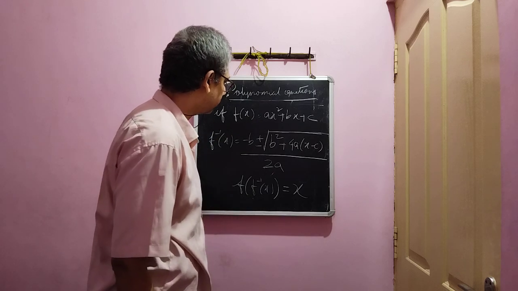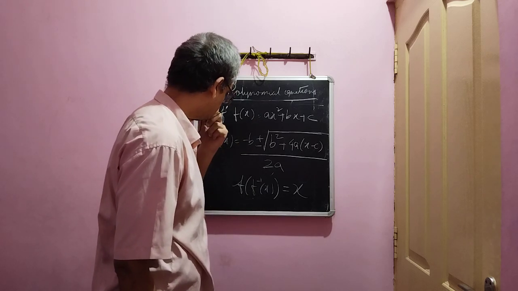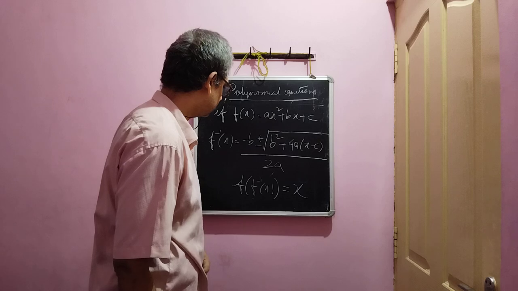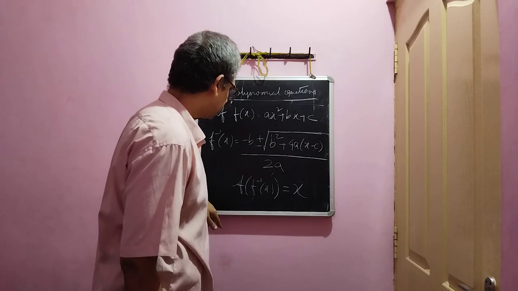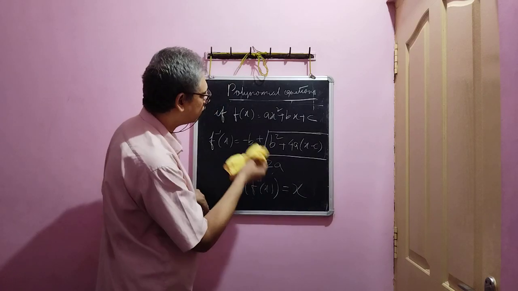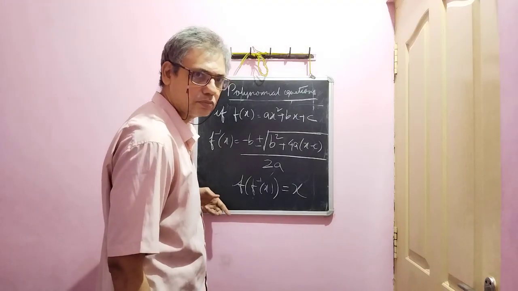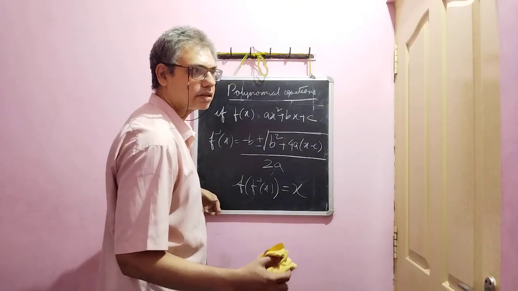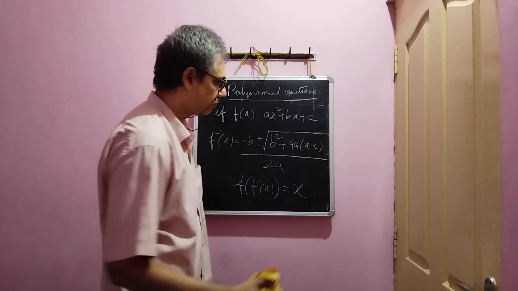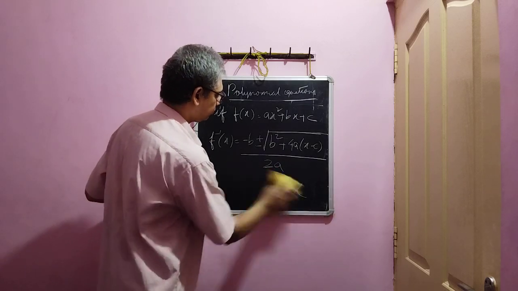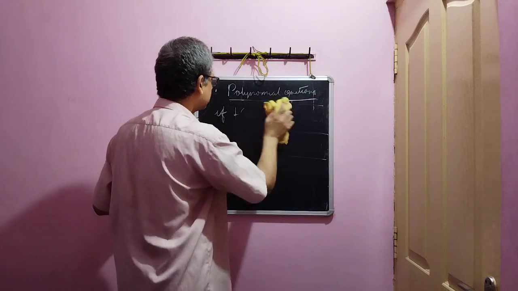So this is the polynomial equation. In a like manner, we can also find the inverse of a cubic polynomial, and a biquadratic polynomial, and so on. Therefore, these can also be solved inductively.